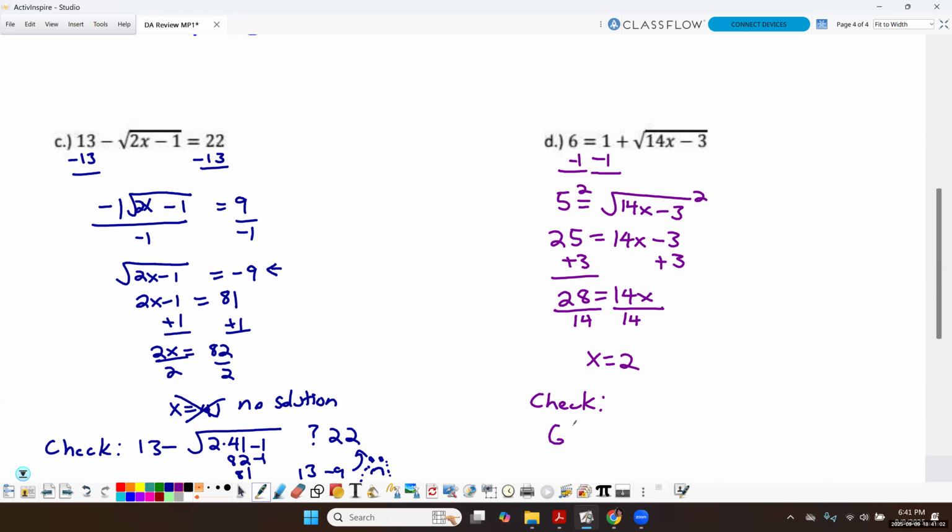So my question is, does 6 equal 1 plus the square root of 14 times 2 minus 3? 14 times 2 is 28. 28 minus 3 is 25. Square root of 25 is 5. 1 plus 5 is indeed 6. So that's happy, happy. 14 is a solution.